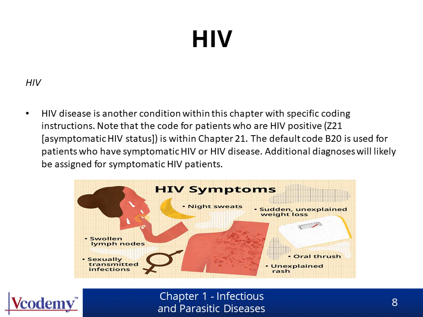HIV disease is another condition within this chapter with specific coding instructions. Note that the code for patients who are HIV positive, Z21 asymptomatic HIV status, is within chapter 21. So the default code B20 is used for patients who have symptomatic HIV or HIV disease. Additional diagnoses will likely be assigned for symptomatic HIV patients.